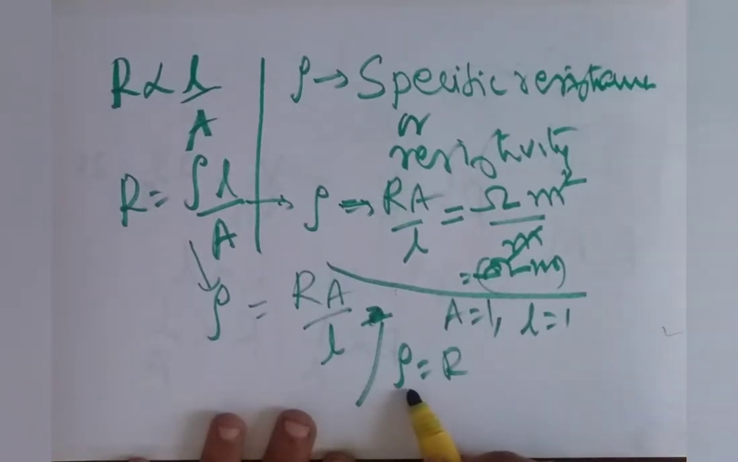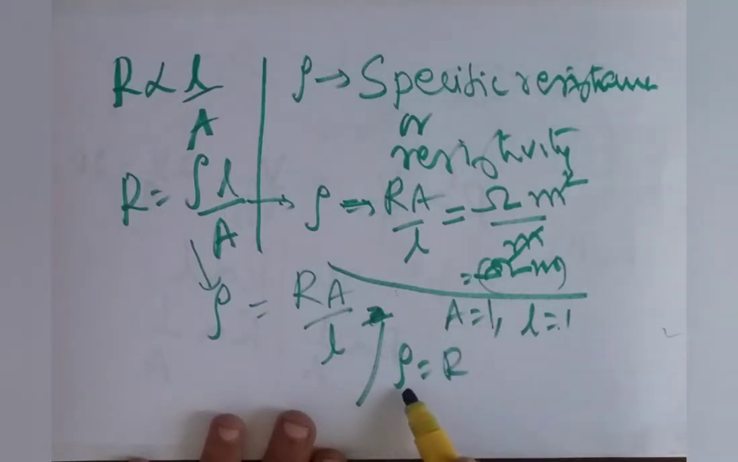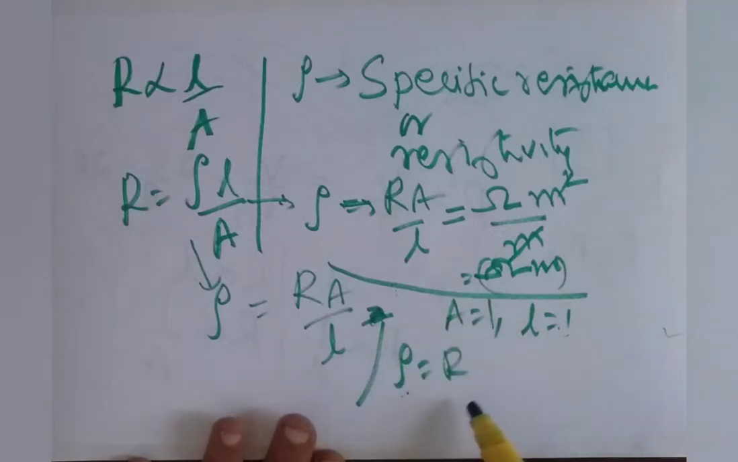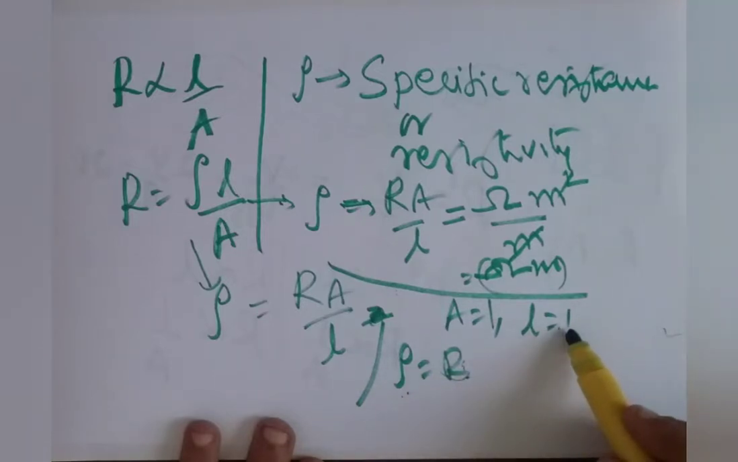The specific resistance of a conductor is numerically equal to the resistance of a conductor of unit length and unit area of cross section. Let me go through it once again. Specific resistance of a conductor is numerically equal to the resistance of the conductor of unit length and unit area of cross section. That's how we define rho.